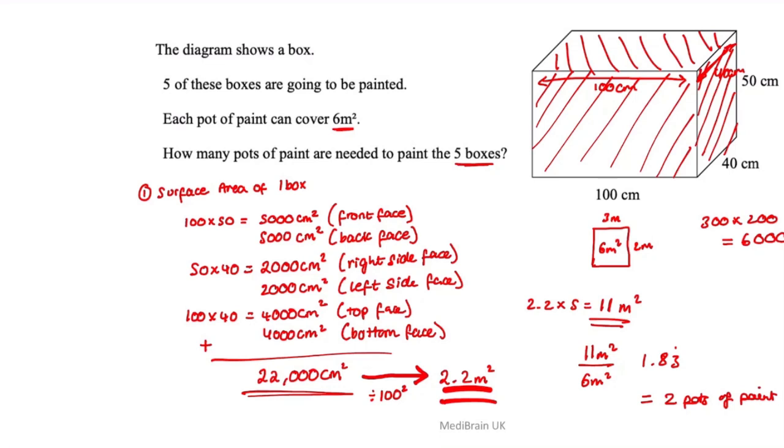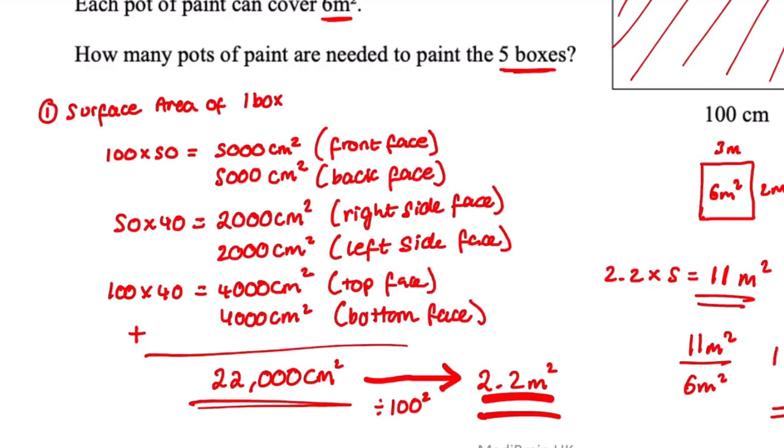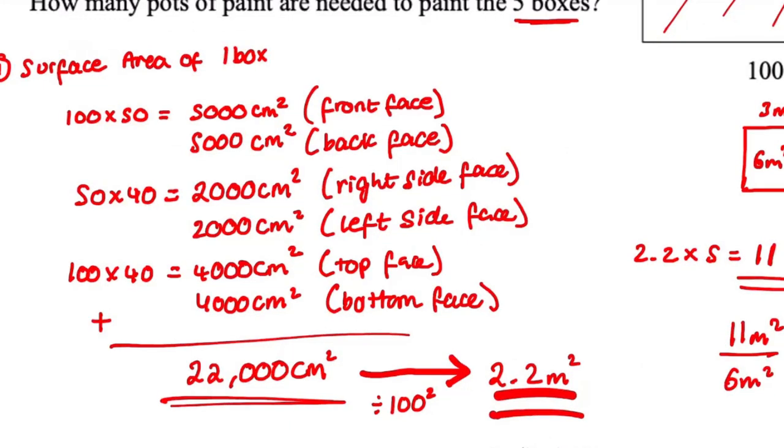Okay, and the reason why this was a bit harder was because there was a conversion that was required over here, because we had to convert from centimeters squared into meters squared. That's why it was a bit harder. But if you got the part of working out the surface area of one box, all you need to do is total together all the surface areas, and you got 22,000 centimeters squared.